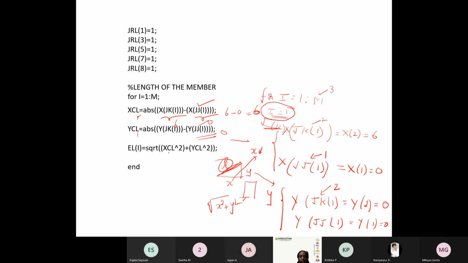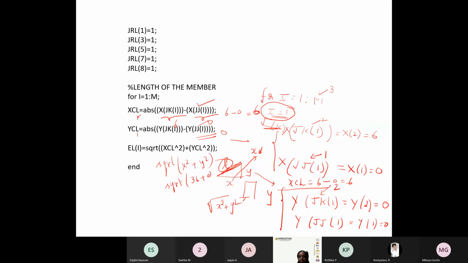So here, if you are going for x, it is equal to square root of x square plus y square. That is, x square is this value, XCL value. That is equal to square root of, what is x square? X square is equal to 36 plus 0, because we have got the x value here, XCL. XCL is equal to 6 minus 0, which is equal to 6. So that is the XCL value.